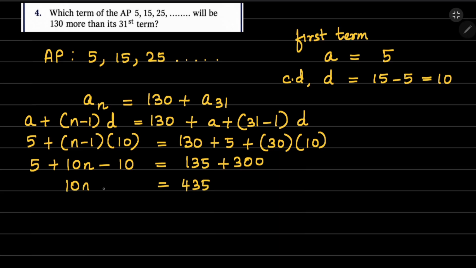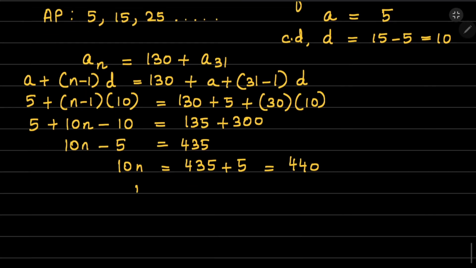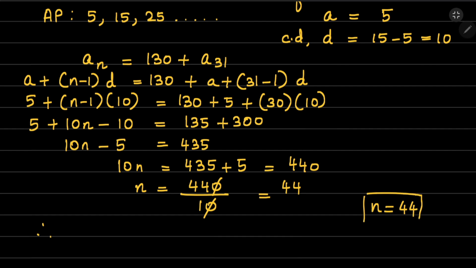So here you have 10n minus 5. So 10n is equal to 435 plus 5, which is 440. So n is equal to 440 divided by 10, which is 44. So therefore n is equal to 44 you are getting. Okay, this is your answer.